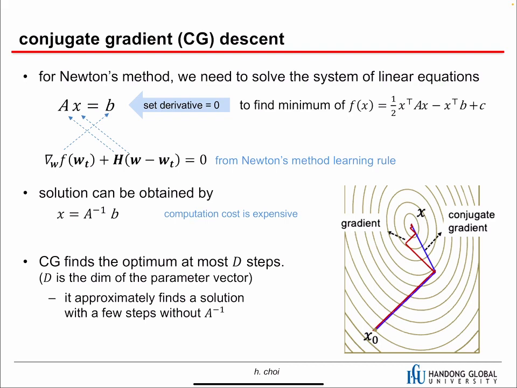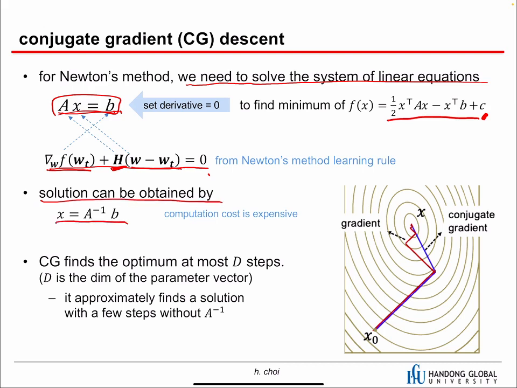Conjugate gradient descent. Conjugate gradient descent is a gradient descent in a sense, but this one is used for Newton's method. For Newton's method, what we need is to solve the system of linear equations, this. From the previous slide, we had this one, and this one is a vector, it corresponds to b, and this one is a matrix, it corresponds to A, and this one is the parameter. So this is what we need. We have to solve this problem. This one is coming from this one too, and the solution can be obtained by this one.